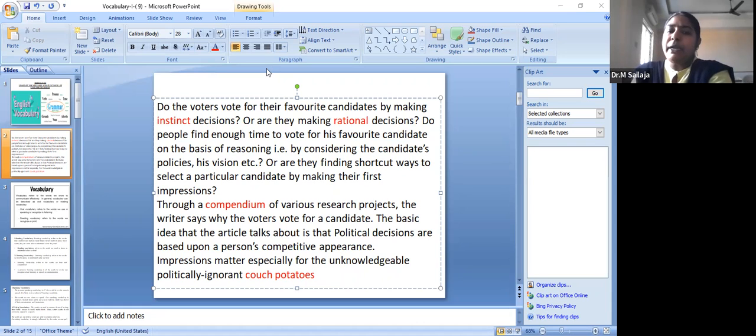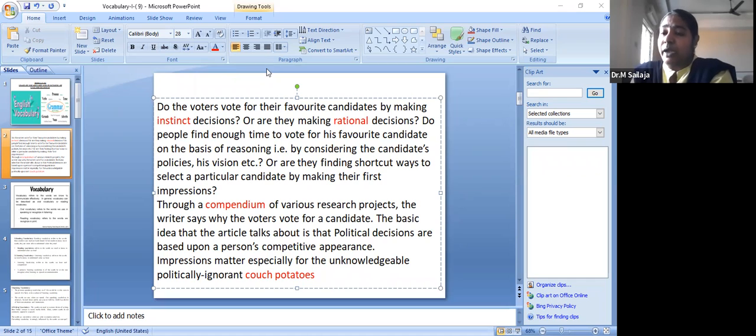So through a compendium of various research projects, the writer says why the voter votes for a candidate. See here, the word compendium. If we are unable to understand the word compendium, it is highly difficult to understand the sentence meaning from 'through a compendium' to 'for a candidate'. Within this whole sentence, if you are unable to understand one small word, we are unable to understand the meaning of the whole sentence.